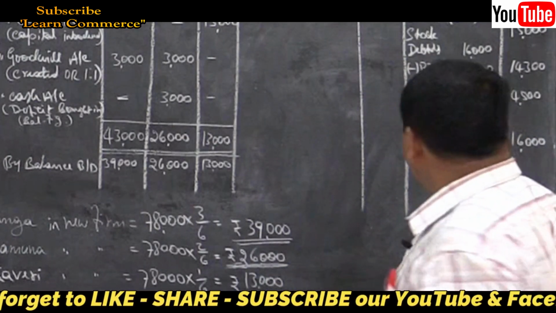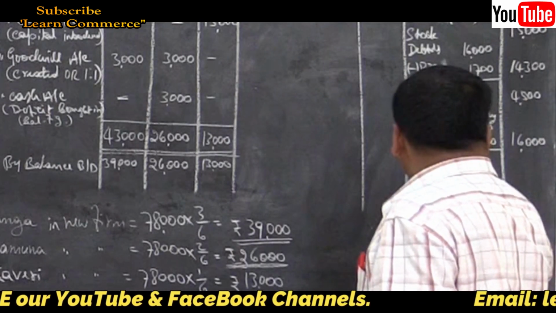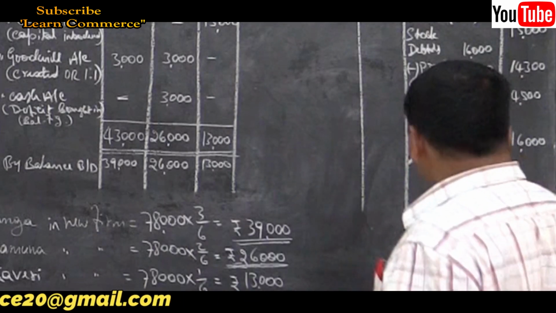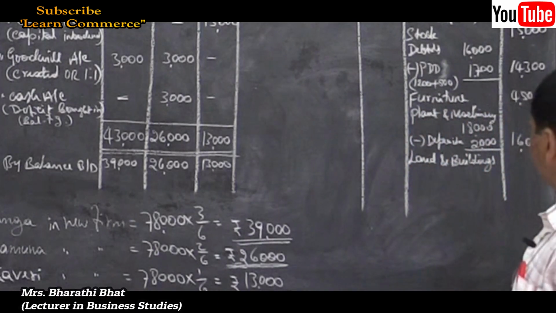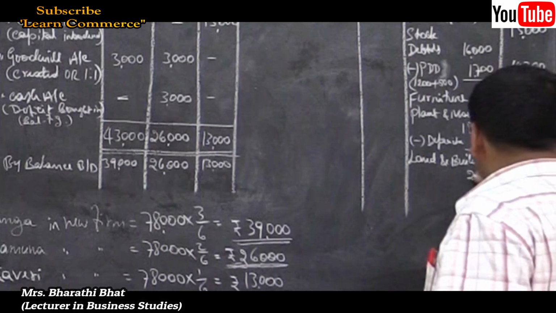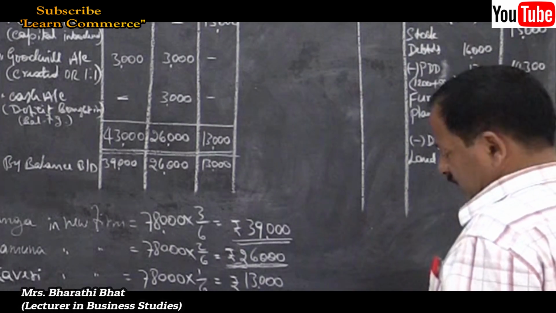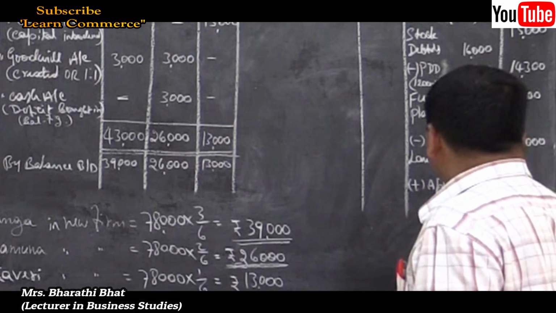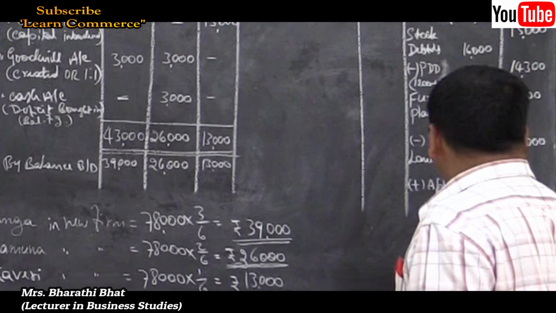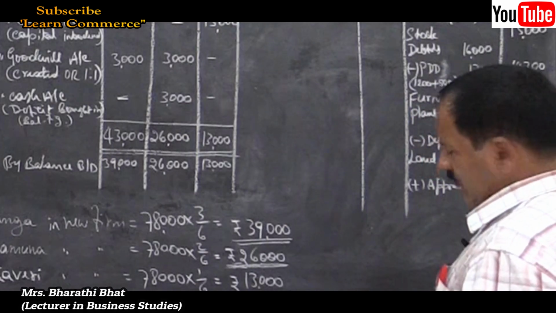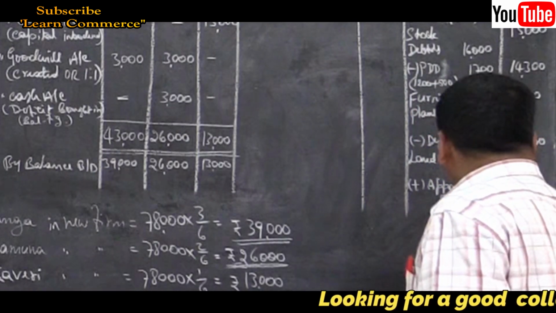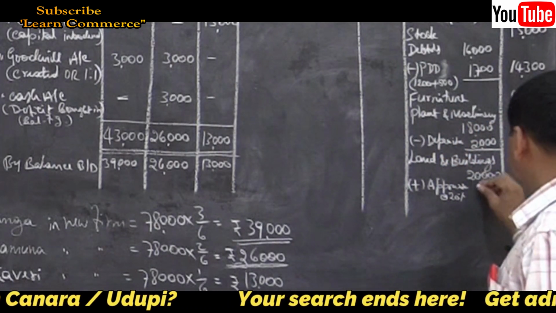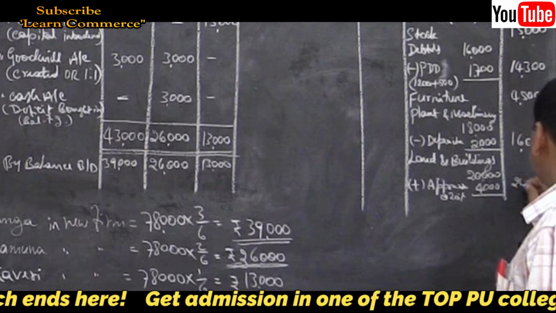Land and buildings, 20,000. Add appreciation at the rate of 20%. So 4,000 it will be. So 24,000.